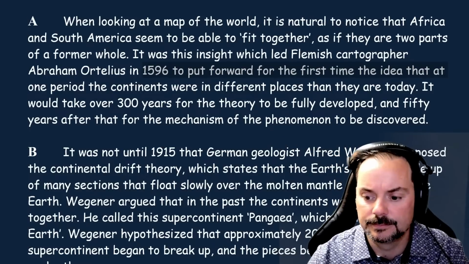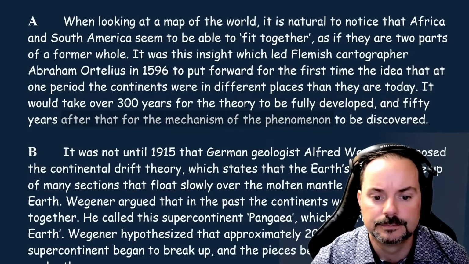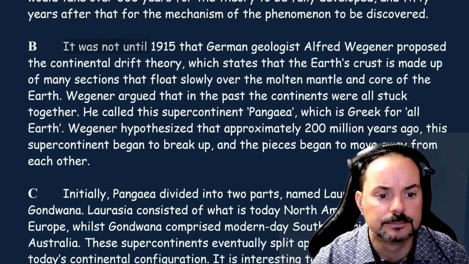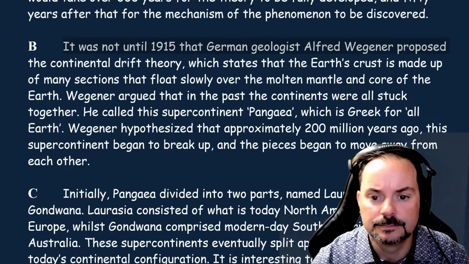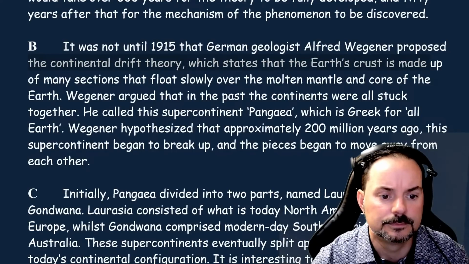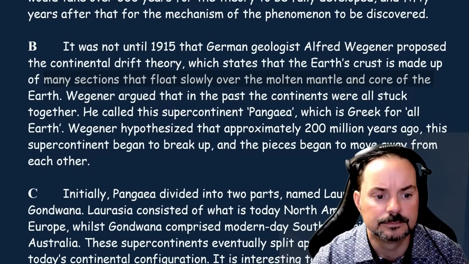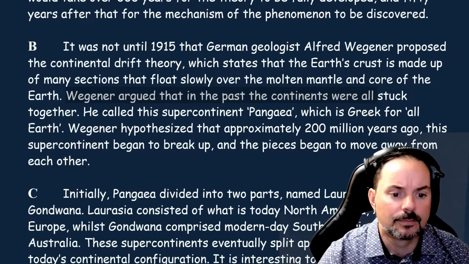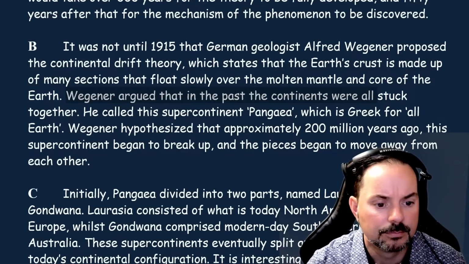It would take over 300 years for the theory to be fully developed, and 50 years after that for the mechanism of the phenomena to be discovered. It was not until 1915 that German geologist Alfred Wegener proposed the continental drift theory, which states that the Earth's crust is made up of many sections that float slowly over the molten mantle and core of the Earth. Wegener argued that in the past the continents were all stuck together. He called this supercontinent Pangaea, which is Greek for all Earth.